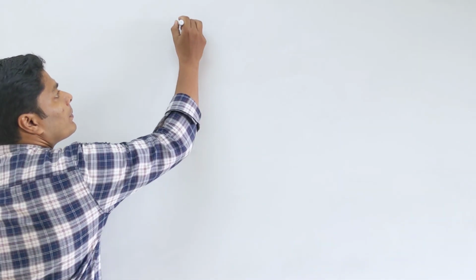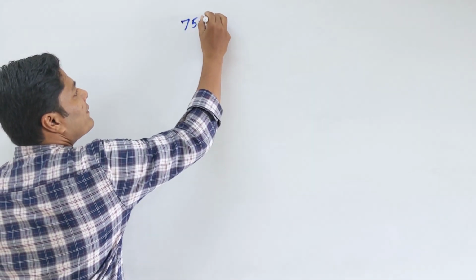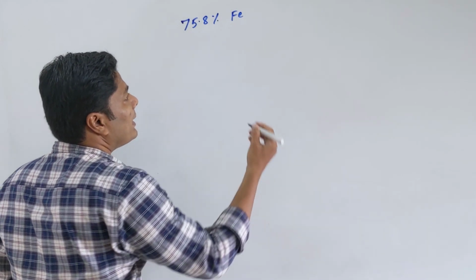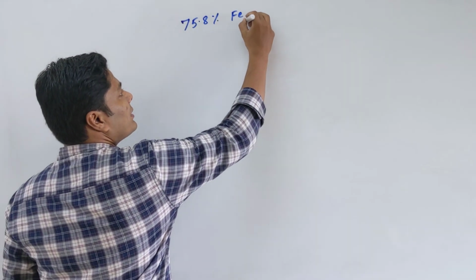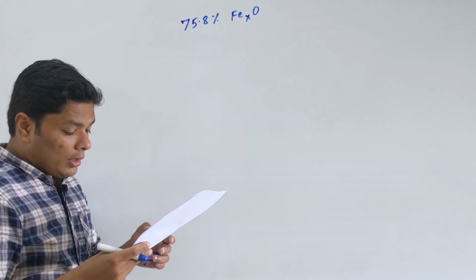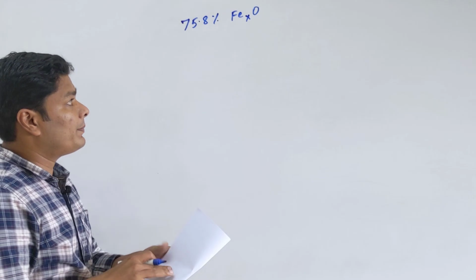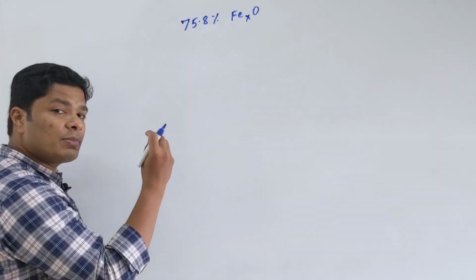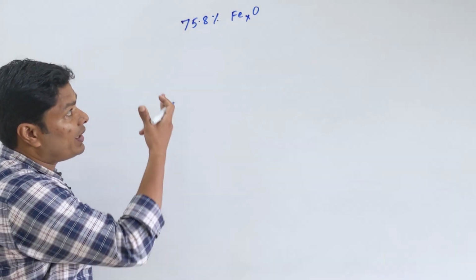Okay, this is simple, just depends on how you set it up. Okay, let's look at the last question for the day. A sample of iron oxide is found to contain 75.8% by weight of iron, and it is an iron oxide of the type FexO. In this oxide, iron is 75.8%. So this is what is given to you. Let's look at the grams of sample. Take 100 grams, since it is a percentage.